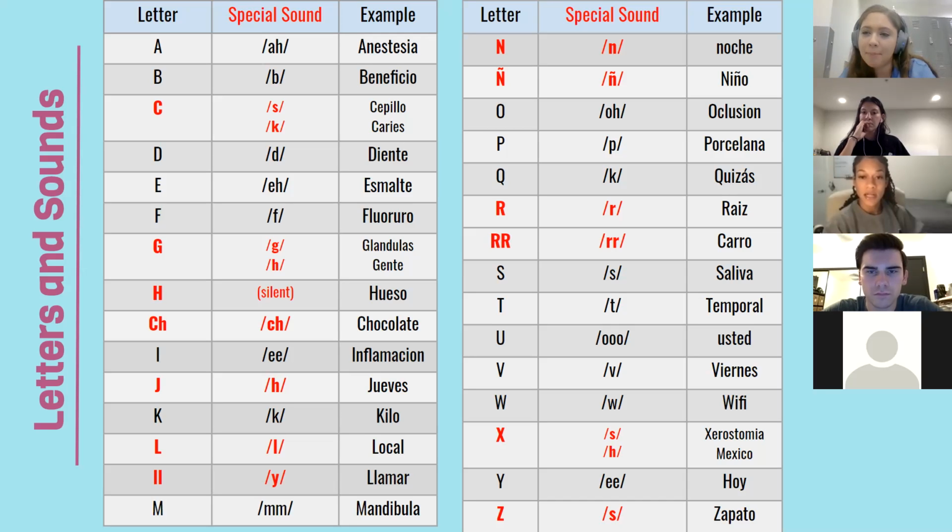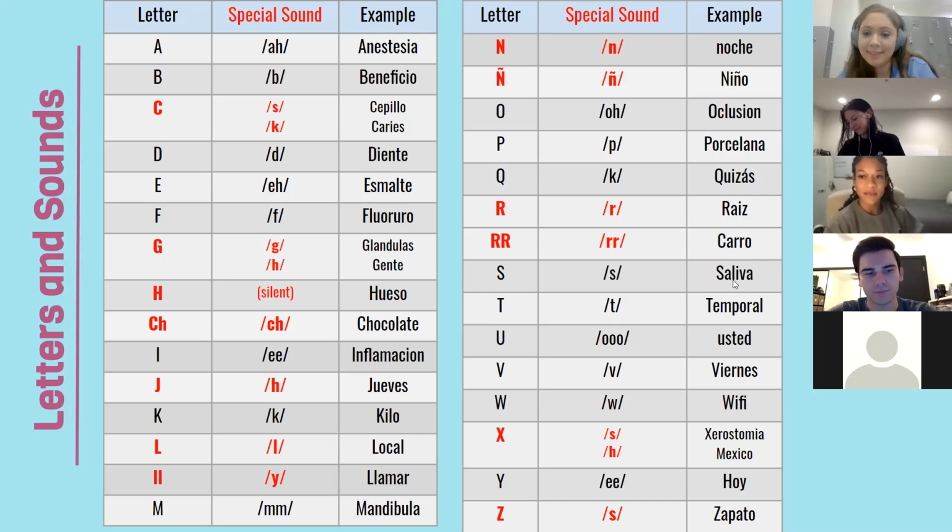So that's an example. You can relate it to quesadillas, which a lot of people I know like. It's not quesadillas with the U sounded, because the U right next to the Q doesn't sound. So keep that in mind. Then R is raíz. Raíz. Perfect. And then this one is a little bit longer, so it will be carro. Carro, which is car, and this is root. Then S is saliva. Saliva.